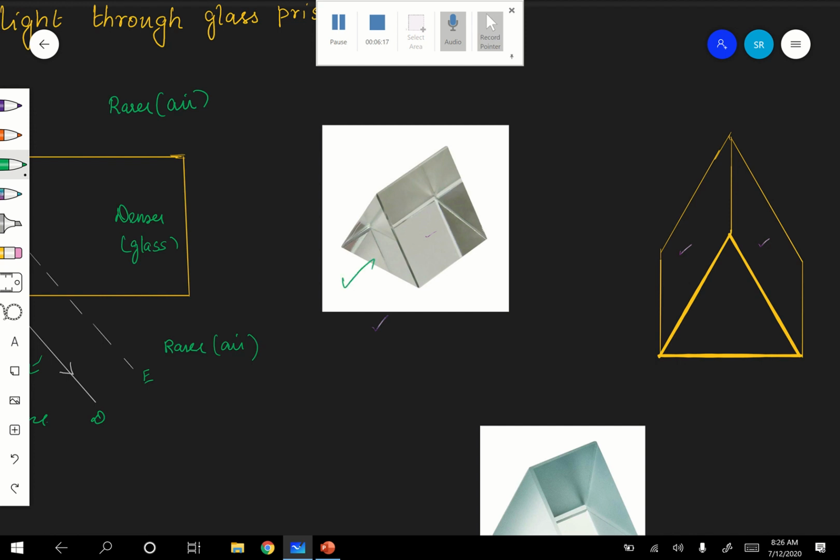Actually, I am drawing it. How? See, the triangular face is to the front. Like that, I am drawing here, because the other face is not shown. That is why I have drawn it here.